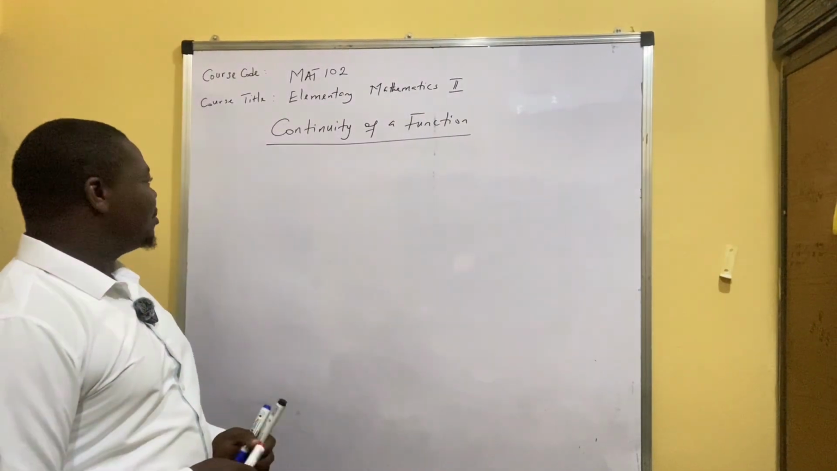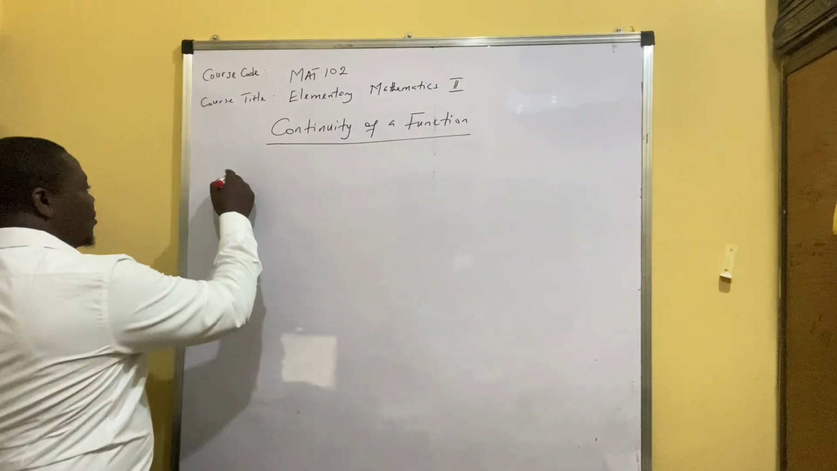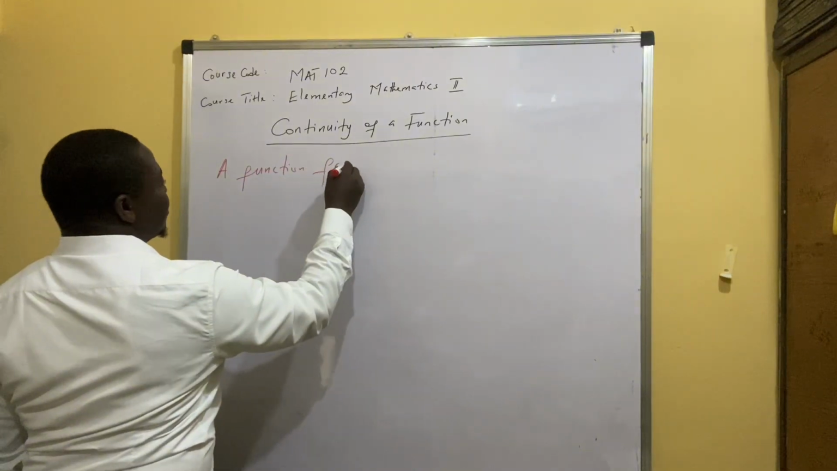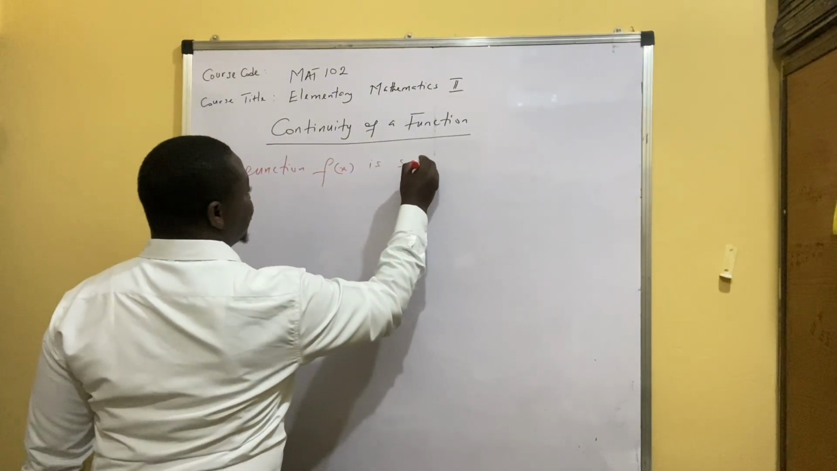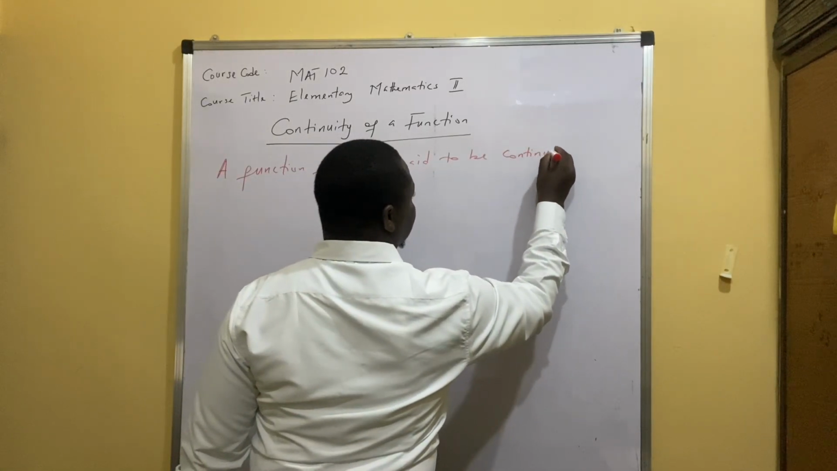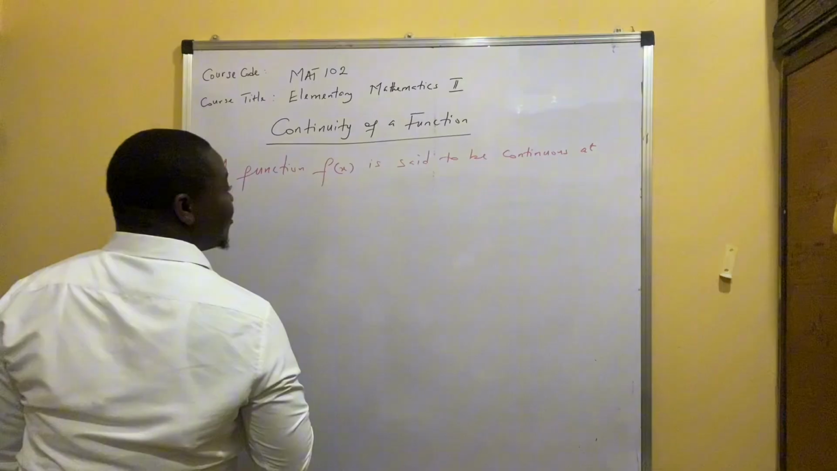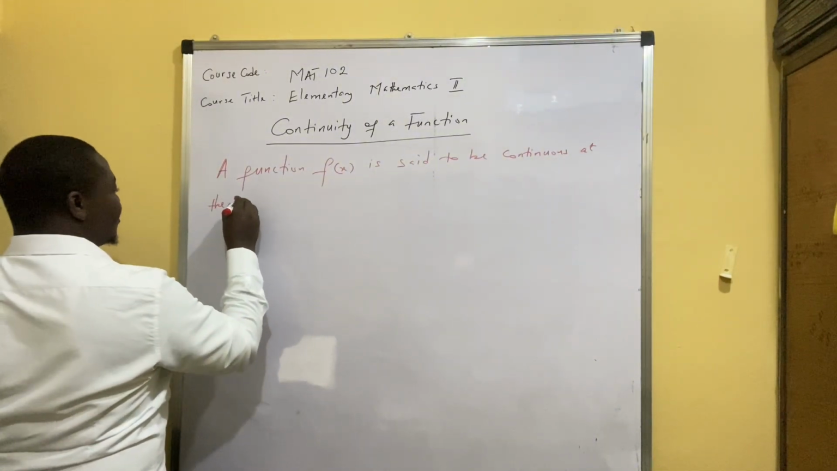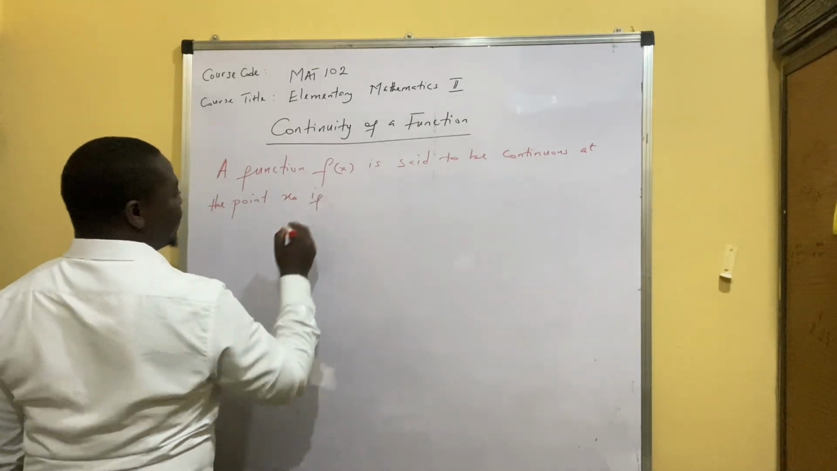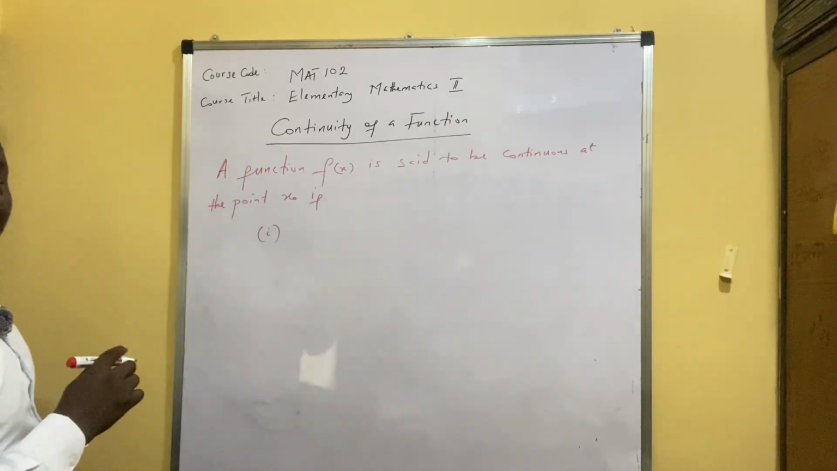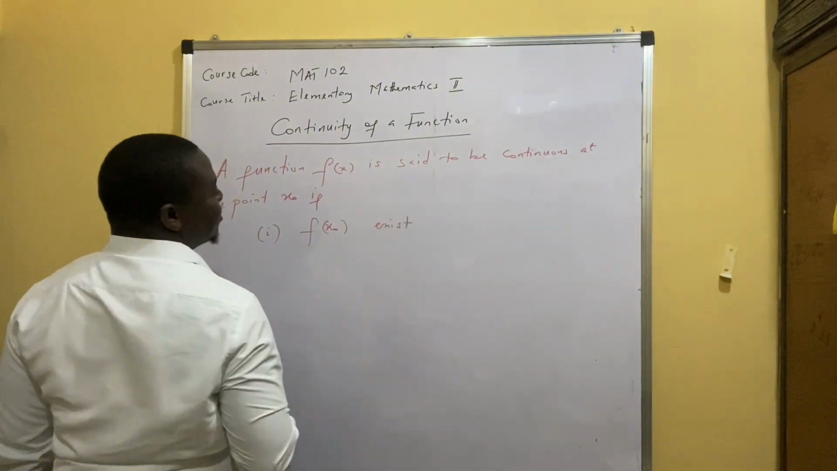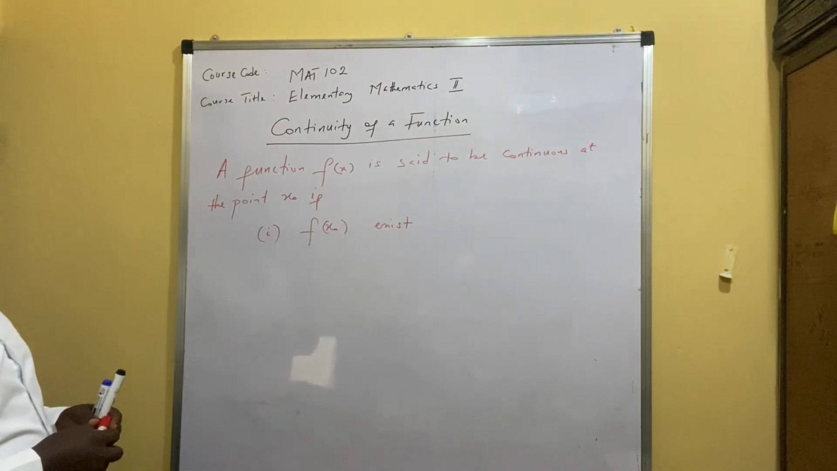Today we'll be looking at the topic continuity of a function. A function f of x is said to be continuous at the point x naught if, one, f of x naught exists.